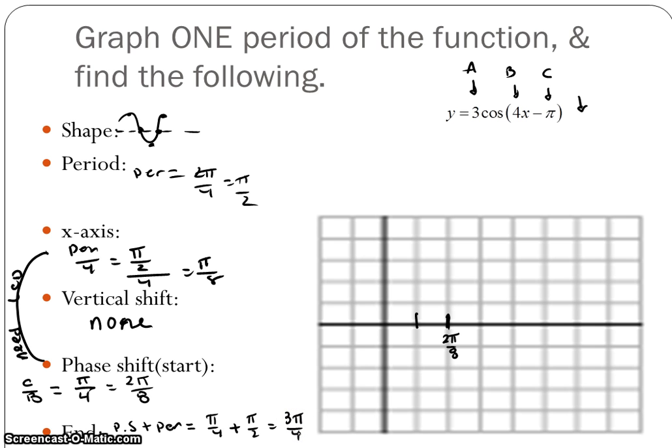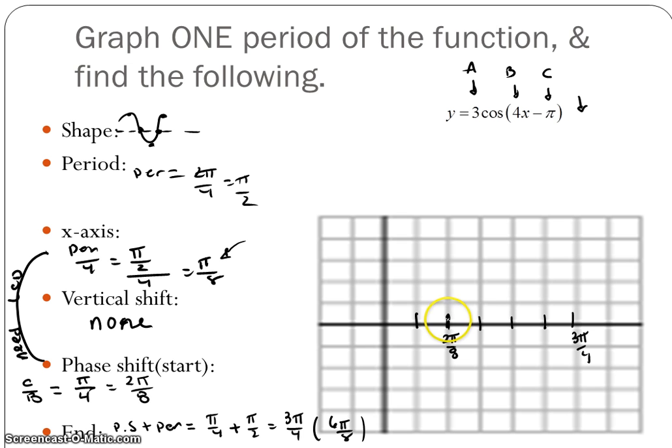In terms of eighths, 3 pi over 4 is 6 pi over 8. So we want to make sure we end at 6 pi over 8. So if we count 1 pi over 8, 2 pi over 8, 3 pi over 8, 4 pi over 8, 5 pi over 8, 6 pi over 8, or 3 pi over 4, this is where it should end. So the distance between the tick marks is pi over 8. We're starting at 2 pi over 8.